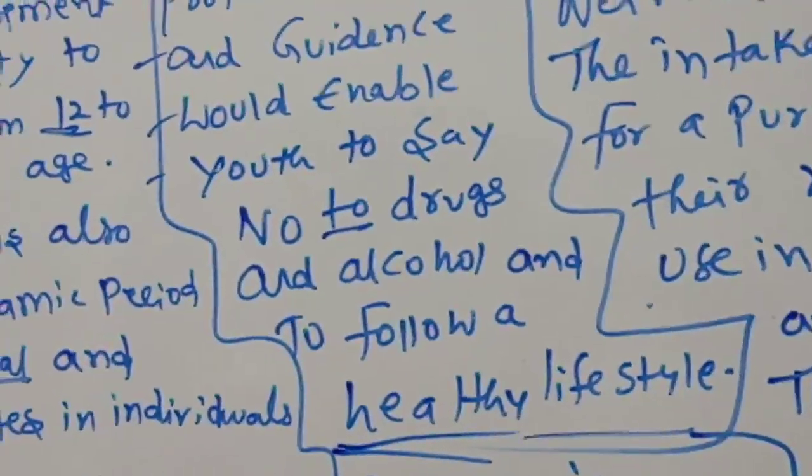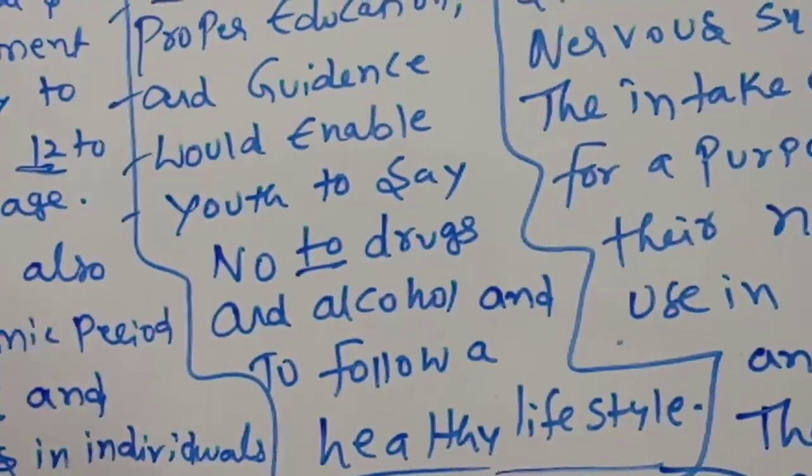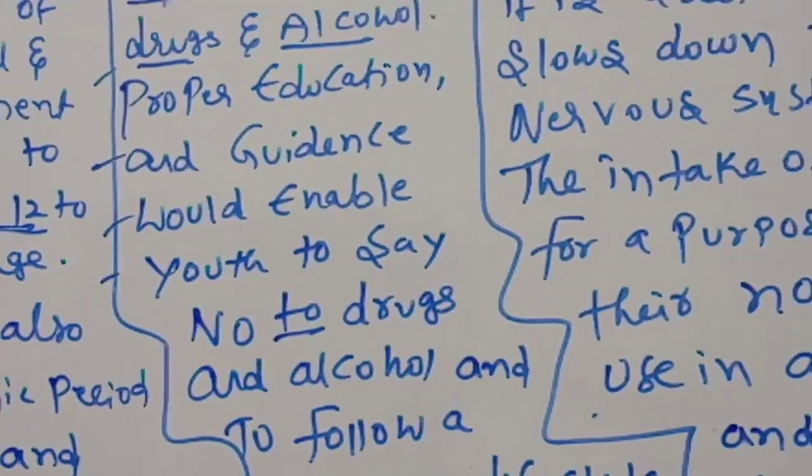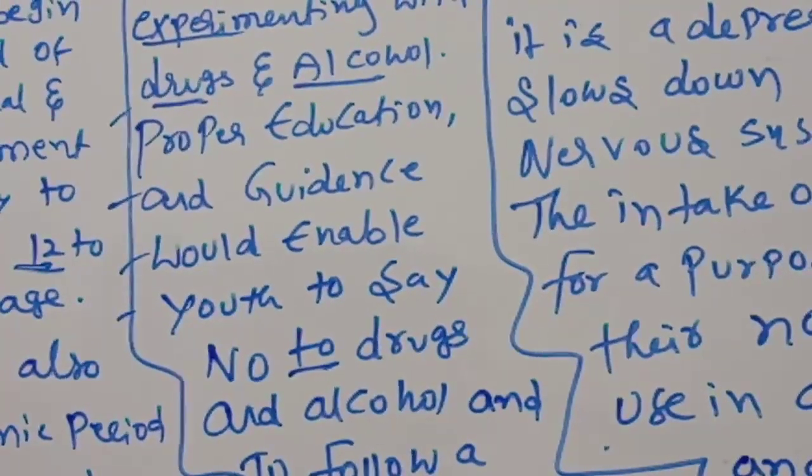Okay, children. In the next class we will discuss cocaine and cannabinoids, opiates, such kinds of drugs.